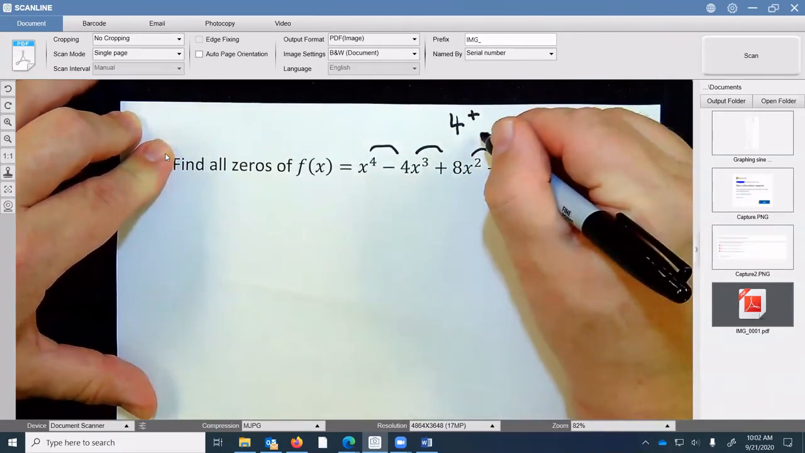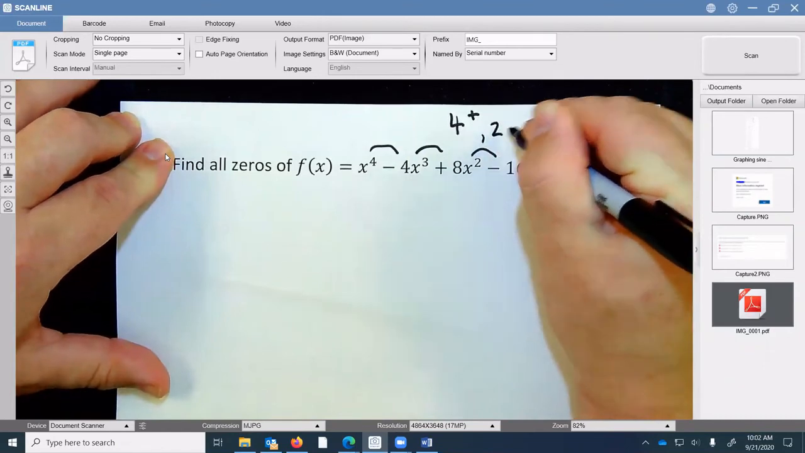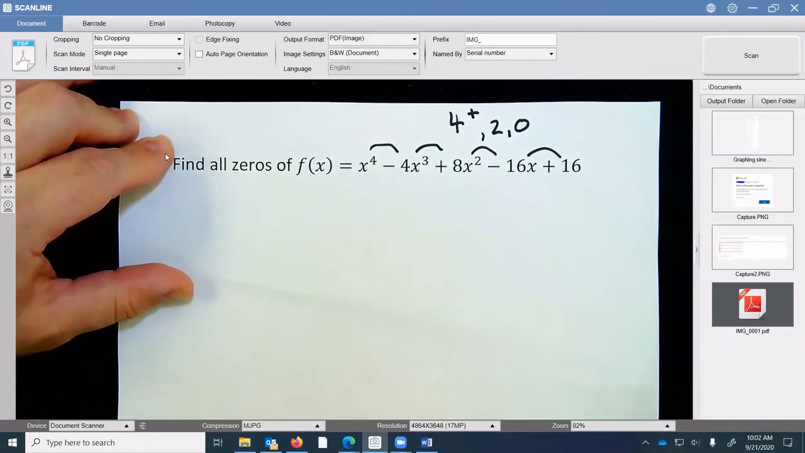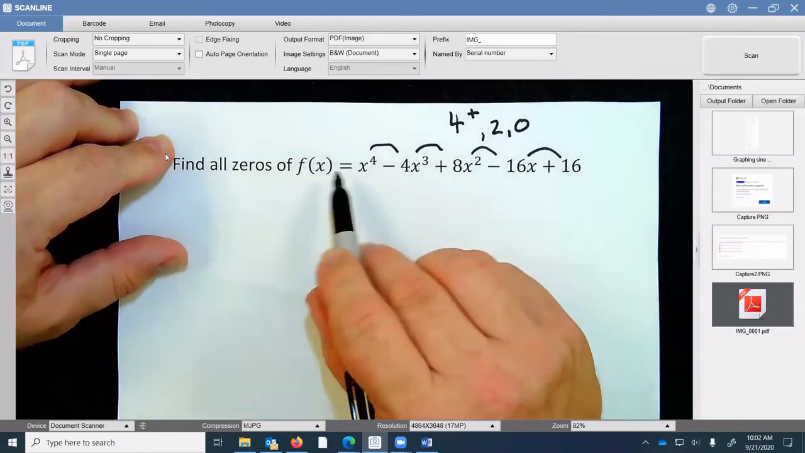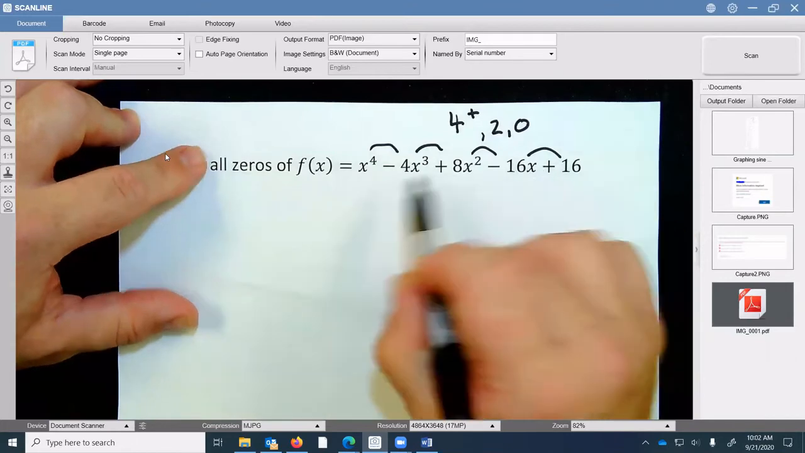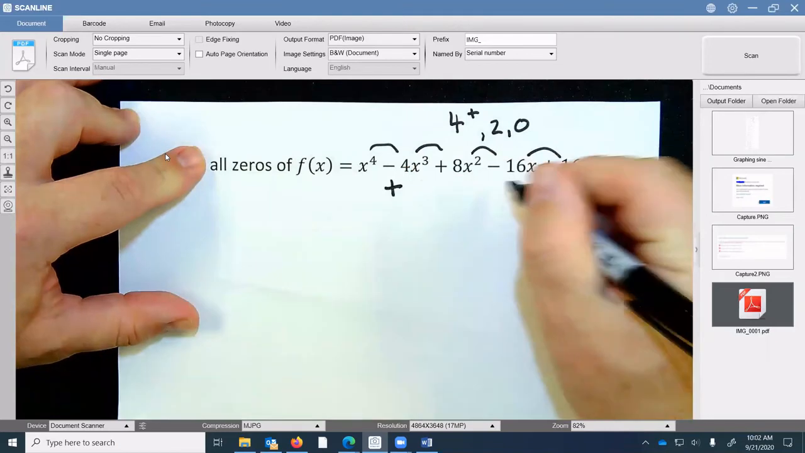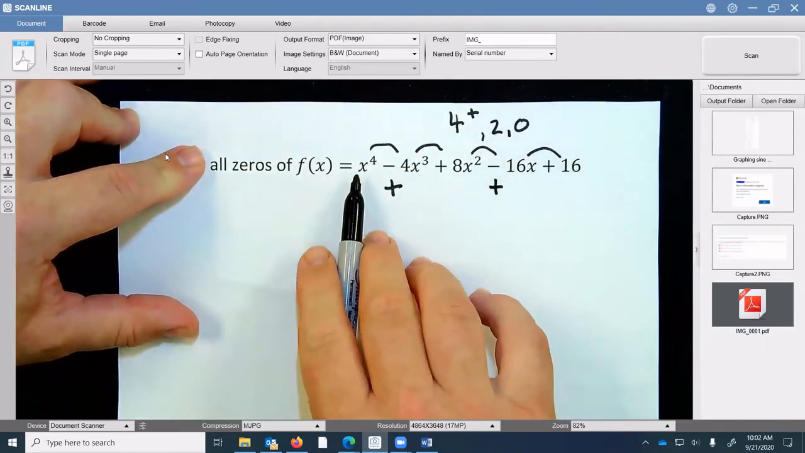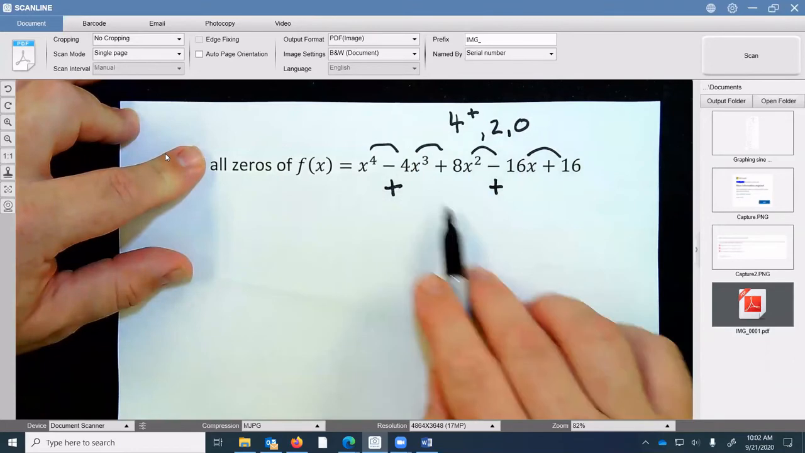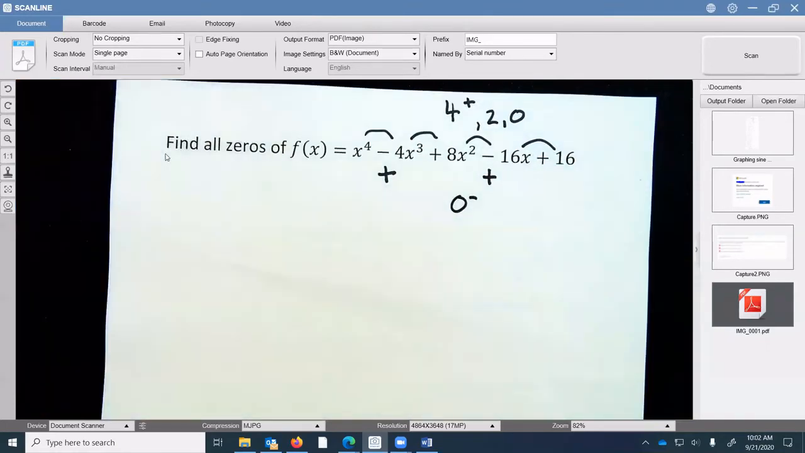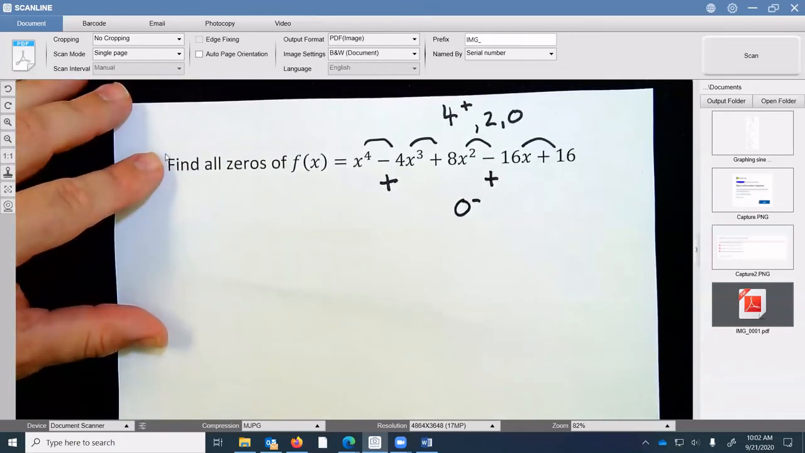Or remember that it could be any factor of 2, so it could be 2 or 0. If I plug in negative x, changing all of the odd index ones, then everything becomes positive and I have no sign changes. So I can't have any negative roots. I could have 4 positive, 0 negative. So Descartes' law of signs tells me all 4 of my roots are going to be positive.